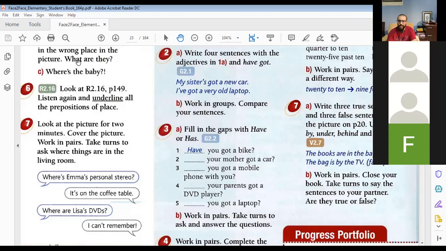Okay, so she said the plant is by the sofa and Emma is by the TV. Which one is true? Which one's false? Fatima, what do you think? The first sentence is false. The plant is by the chair, in front of the window. Okay. Another sentence, Emma, is true. Okay.